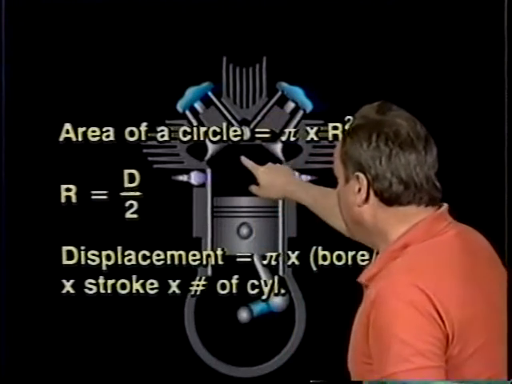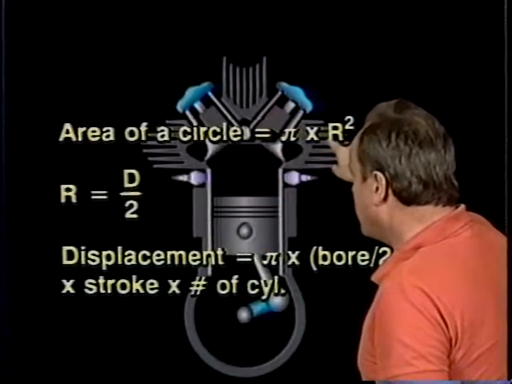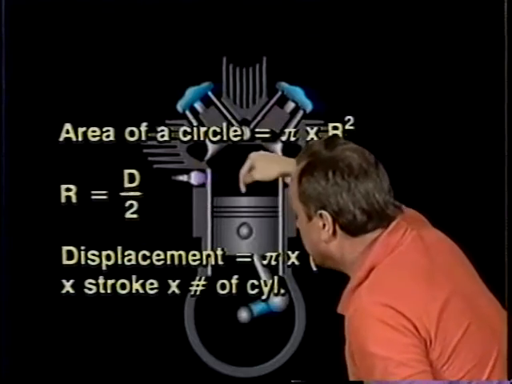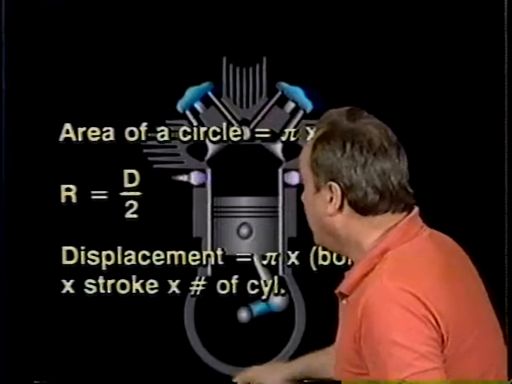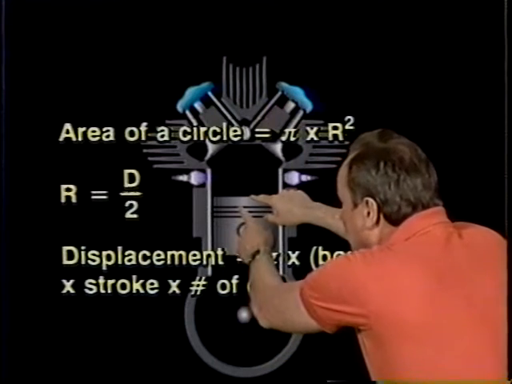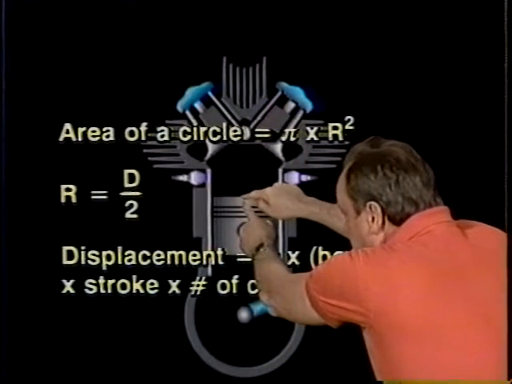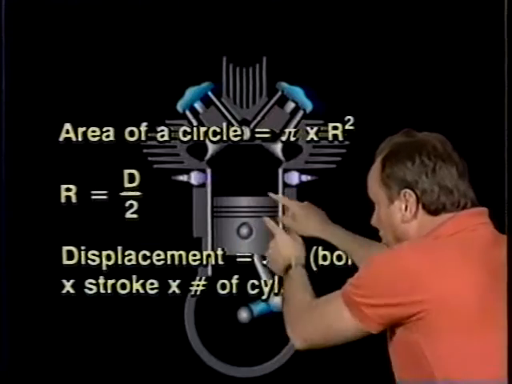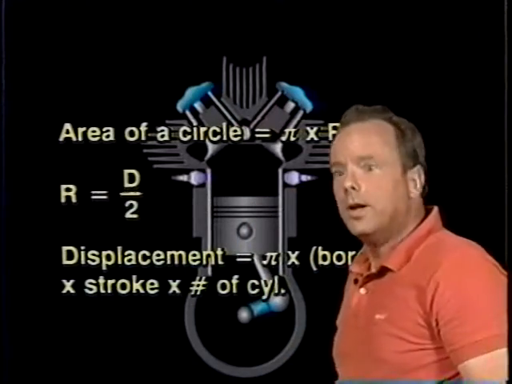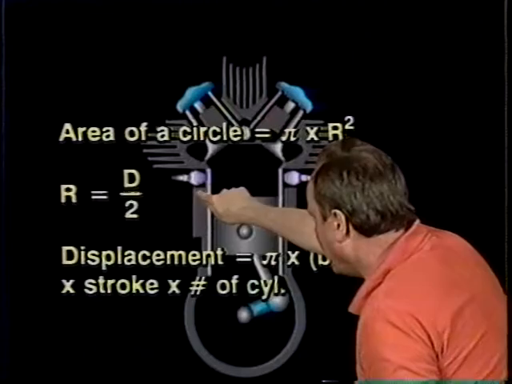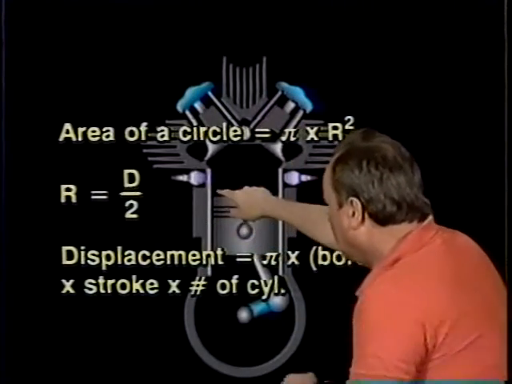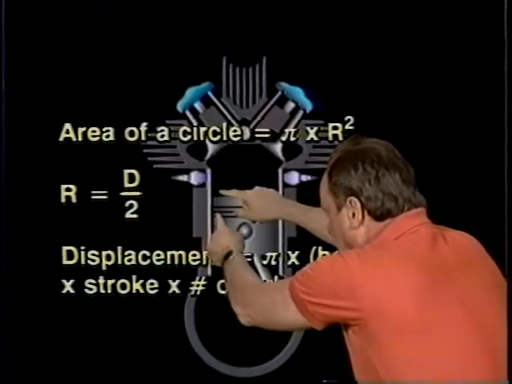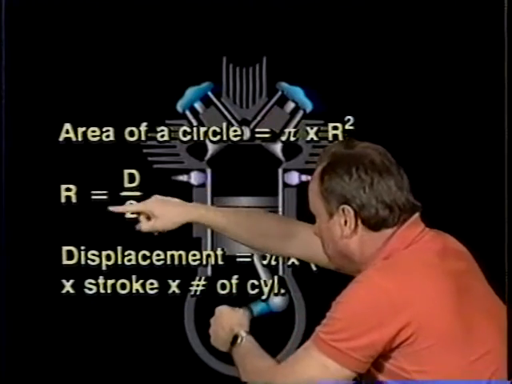Let's take a look at the formulas for that. First of all, the area of a circle is pi times the radius squared. So you can find the area of this circle at the top of the piston by taking pi, which is 3.1416, and multiplying it times the radius squared. Now, the radius is from the center of the piston out to the edge. Very often, they'll give you the entire diameter of the piston. They call that the bore when you're talking about a piston. And so if you get the bore of the piston, you have to take that diameter and divide it by 2, and that gives you the radius.